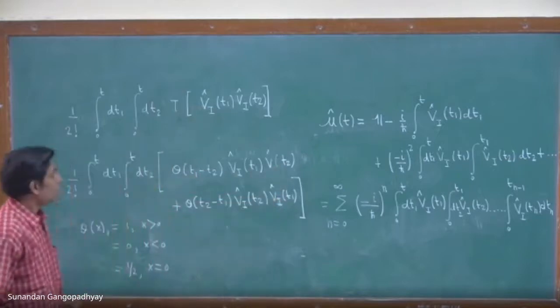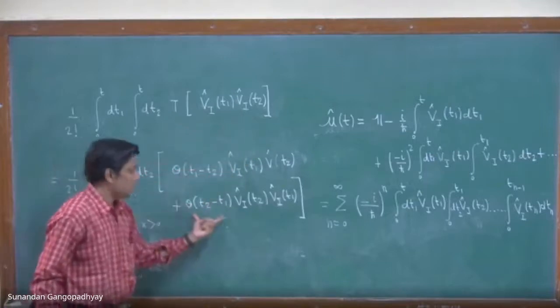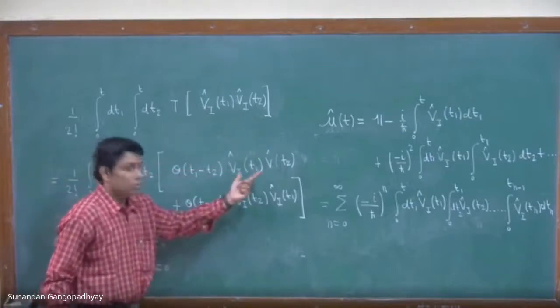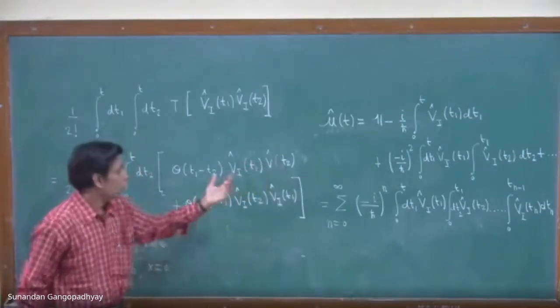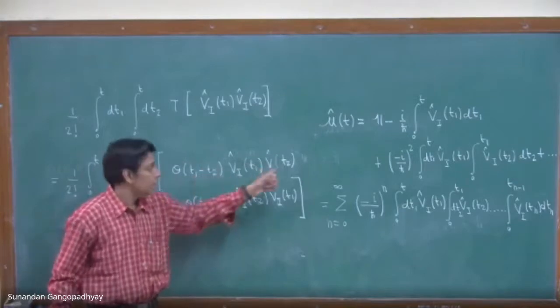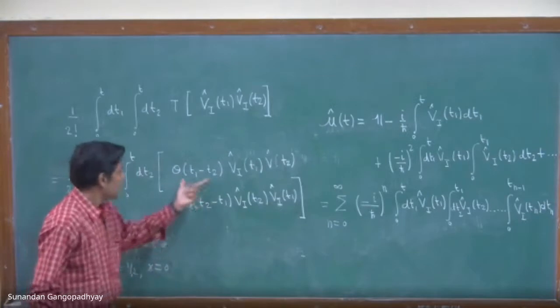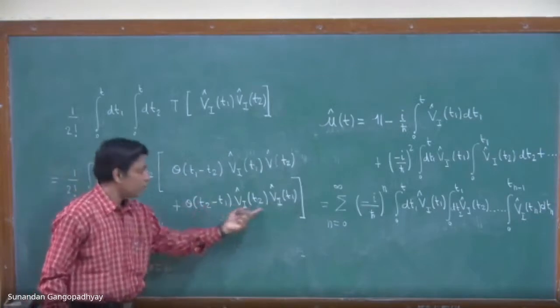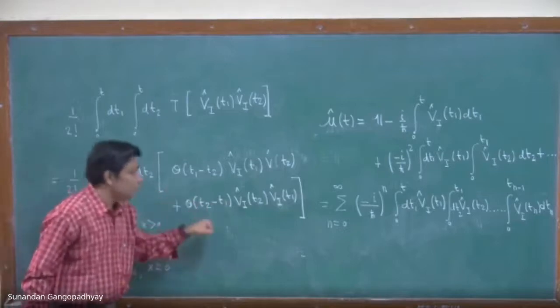So when T1 is greater than T2, this thing is 1, this thing is 0. Therefore, you should get what is expected, V hat I T1, V hat I T2, because the operator defined at a later time should appear on the left hand side of the other operator. And similarly, when T2 is greater than T1, this will be 0, this will contribute, and we have the standard thing. But what happens when T1 is equal to T2?